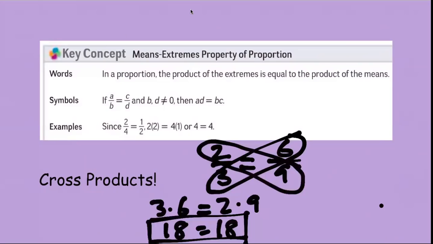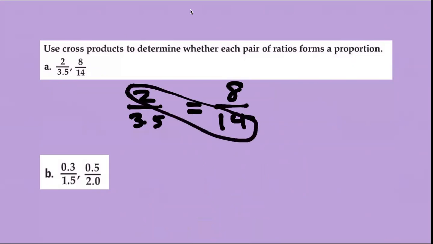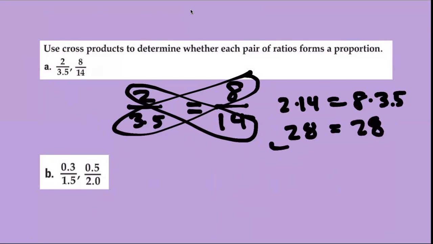All right, use cross products to determine whether each pair of ratios forms a proportion. So we have 2 and 3.5 on one side, and then we'll set it equal to 8/14. All right, so let's do this. We'll go 2 times 14 is equal to 8 times 3.5. Well, 2 times 14 is 28. And then 8 times 3.5, well, 8 times 3 is 24. 8 times 4 is 32. And 0.5 would be halfway between those, and that is 28. So yes, they are proportional, because it worked out.